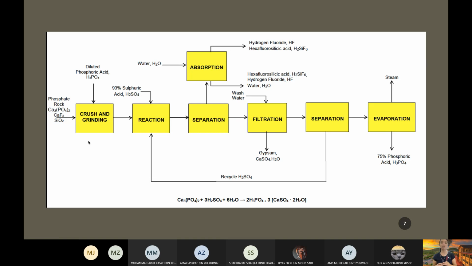Then they go to the second one. So first kotak tu equipment dia apa? Crusher lah. Then go to the second one, reaction. So equipment dia reactor. So they have reaction. Goes to the third one, separation. So depends lah what separation equipment that you want to use.